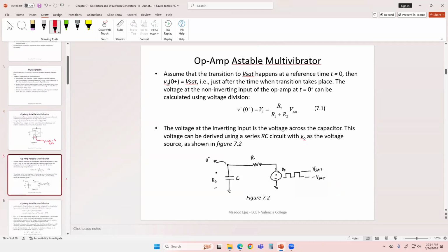So this is V1, R2 over R1 plus R2 times V sat. If your output is at negative V saturation, then this is going to be negative V1, R2 over R1 plus R2, negative V sat. So assume that the transition to V sat happens at the reference time t equal to 0. At any reference time, we assume that the output goes from negative V sat to positive V sat. So this is t equal to 0, V sat and negative V sat. Let's assume that the transition is happening at t equal to 0. That's our reference time.